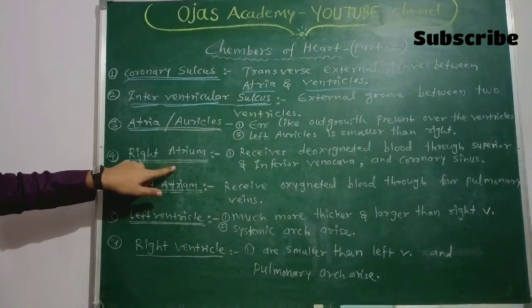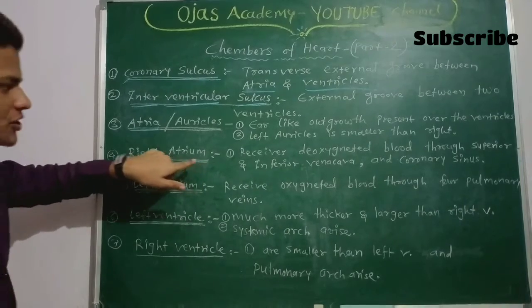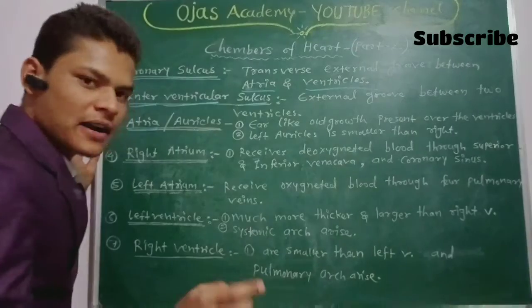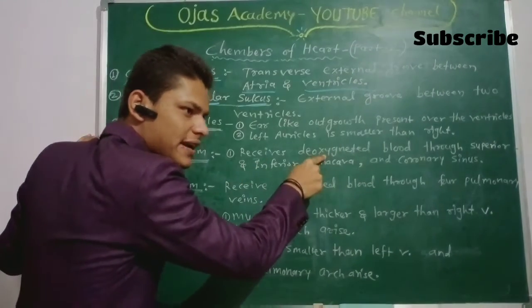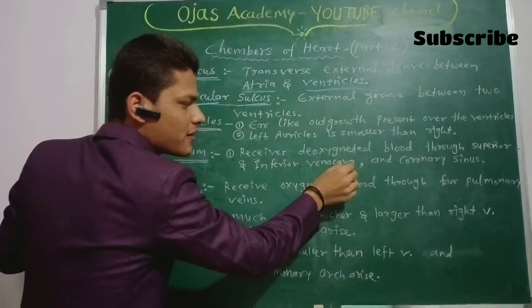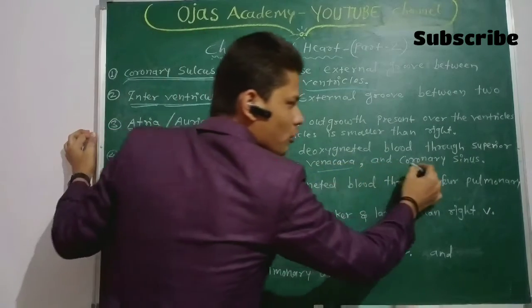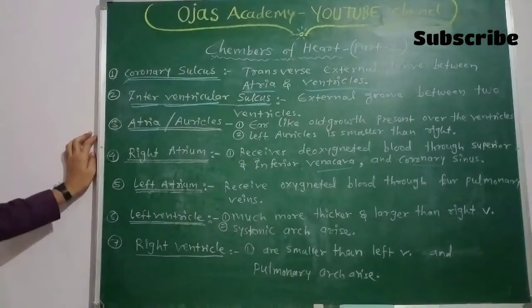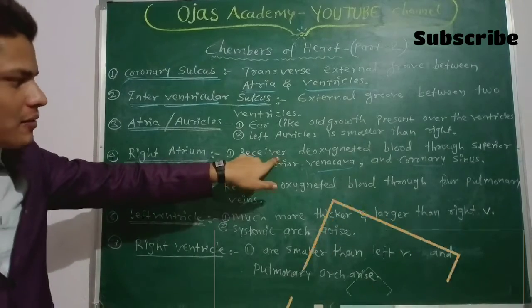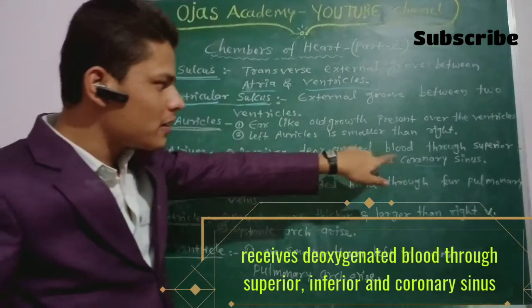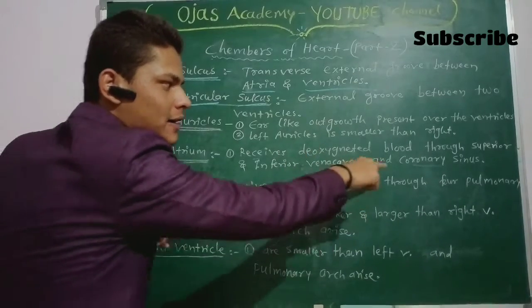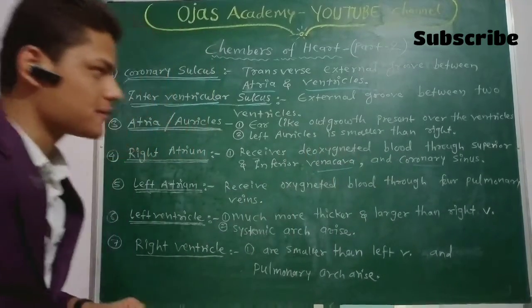Now we studied the right atrium. What is the function of the right atrium? It receives deoxygenated blood through the superior and inferior vena cava and the coronary sinus.